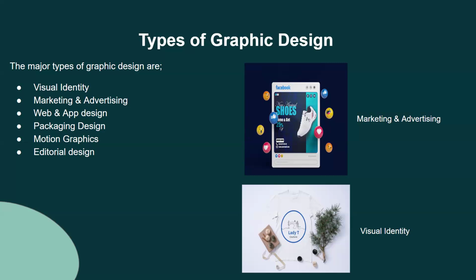We have marketing and advertising. We can also use graphic design for an advertising or marketing strategy. Then we have web and app design, and packaging design. Every brand has their own packaging design templates that they follow. The next one is motion graphics. That one falls under animation. As an animator, you should be able to design, and you should be able to mix color. Then the next one is editorial design. These deal with publishing firms, newspapers, and so on.